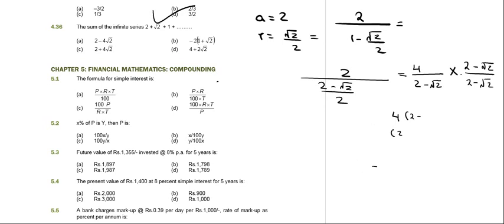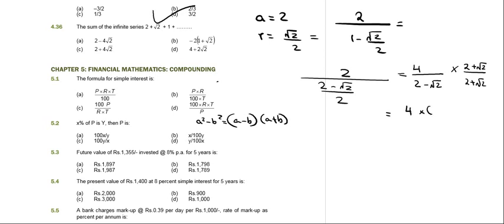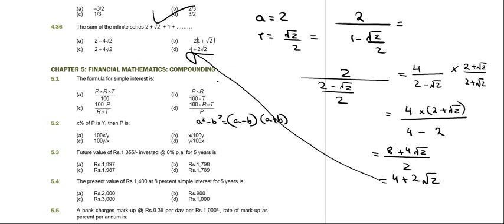Okay, instead of doing this, we can multiply this by 2 plus root 2 divided by 2 plus root 2. So applying the property a squared minus b squared equals a minus b into a plus b, we will have in the numerator 4 into 2 plus root 2, and in the denominator a squared is 4 minus b squared, root 2 squared, which is 2. So this will be 4 into 2 is 8 plus 4 root 2, divided by 2, simplified to 4 plus 2 root 2. Therefore our answer will be D.